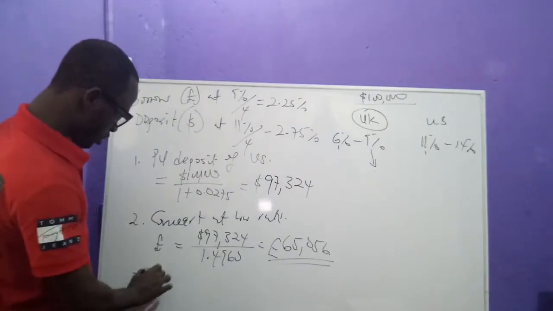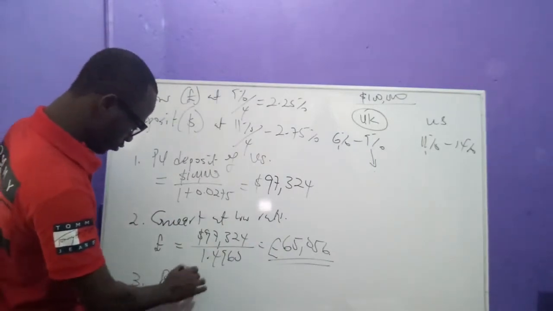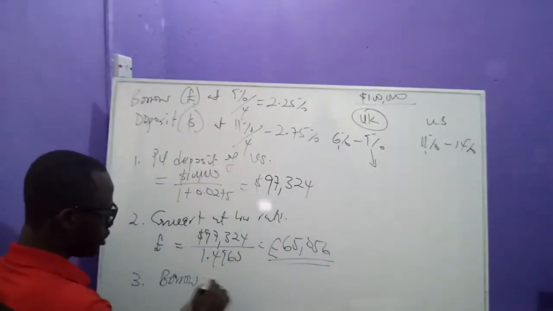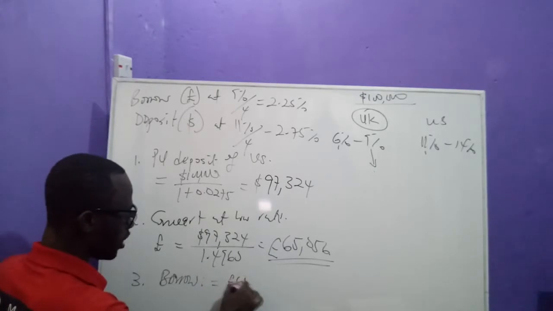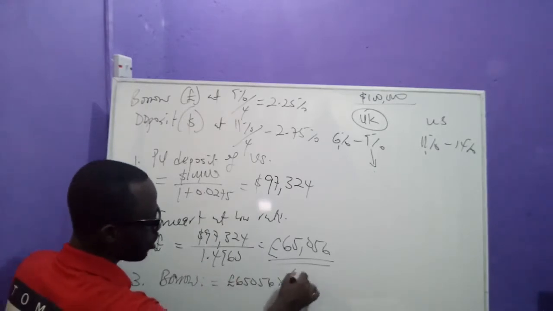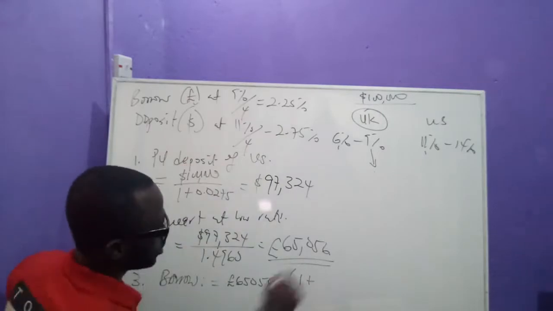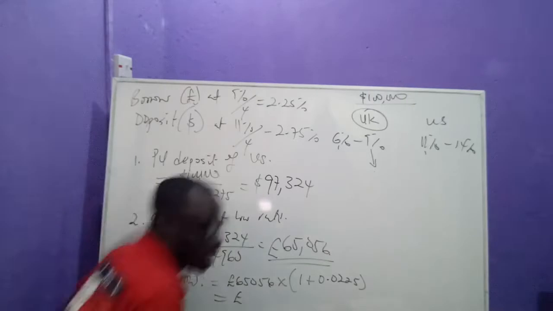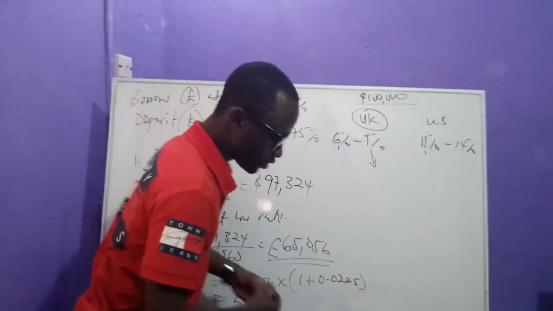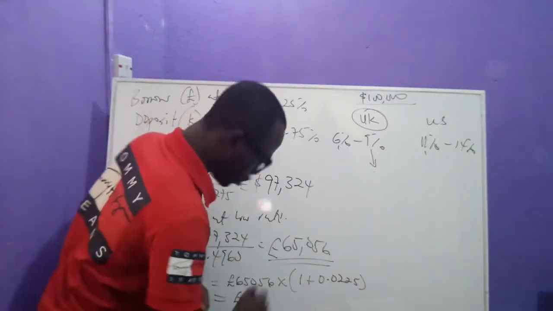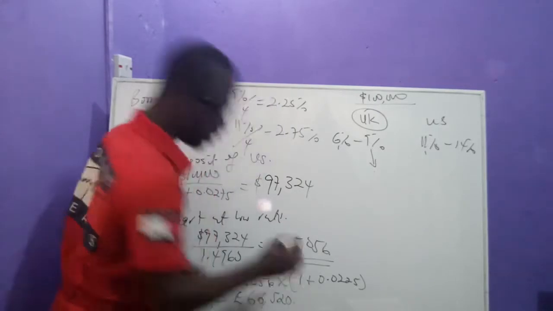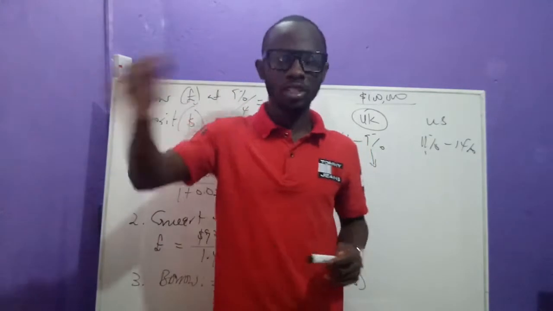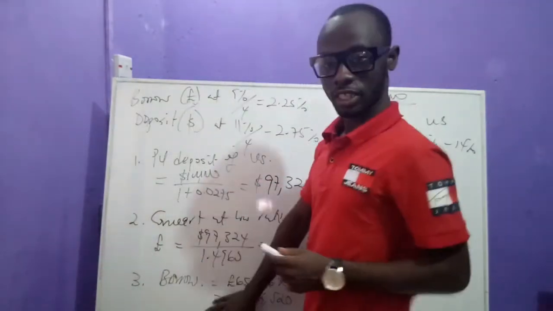So they go and borrow. In the borrowing, the amount to be repaid will be 65,056 times 1 plus the borrow rate of 0.0225, and that is going to give us a total figure of 66,520. So if it is about payment we are going to make in the future, this is how we go about it.